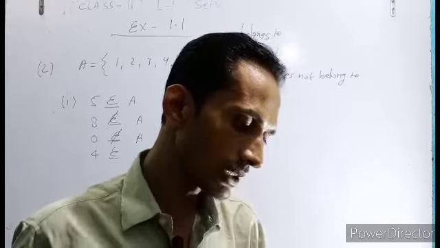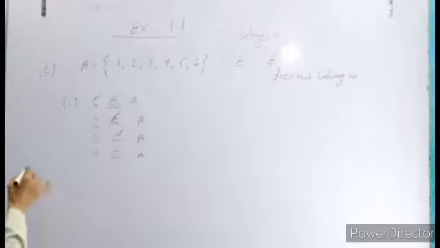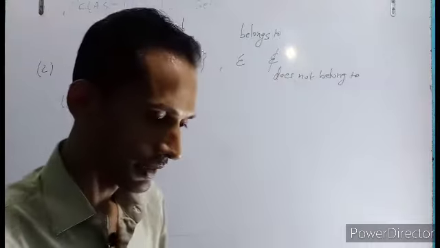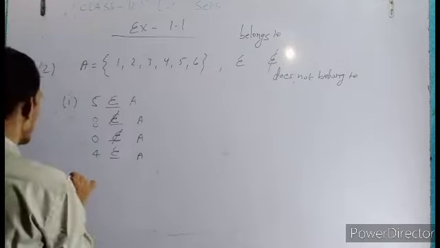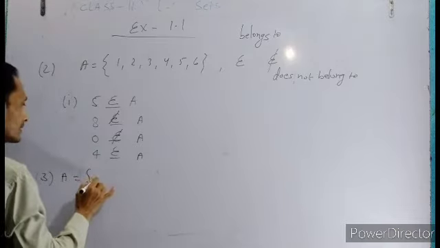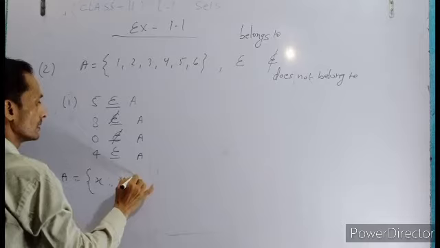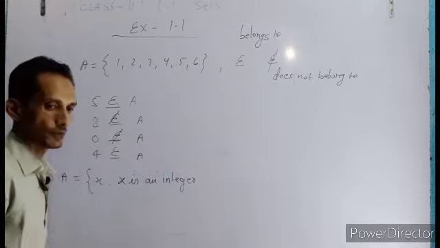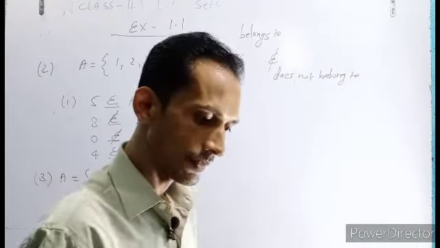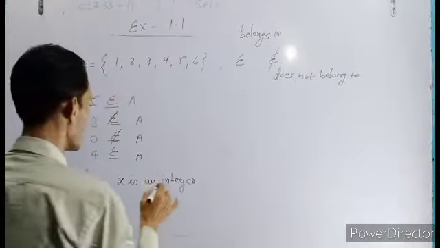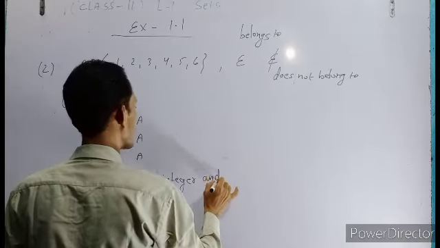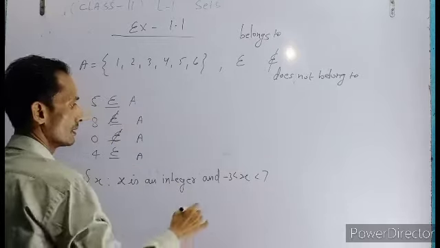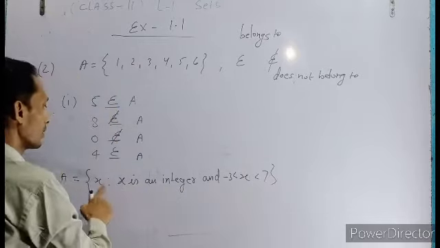Third question: write the following set in roster form. A equals x such that x is an integer, with a common property. What is the common property? x lies between minus 3 and 7. That is the common property of x.